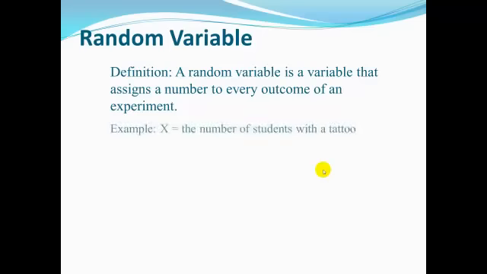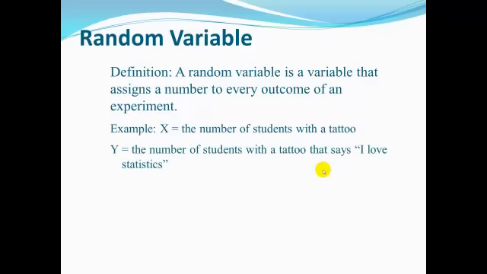But we say, you know what? Rather than think in terms of T's and N's, let's think in terms of X. And we typically use letters like X, Y, and Z, although we'll see later Z is kind of reserved. But X is, in this case, the number of students with a tattoo. And so when you look at your 5 students, X is going to be the number of students with a tattoo. Y is going to be the number of students with a tattoo that says, I love statistics.